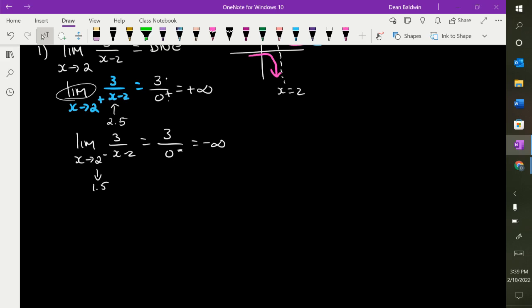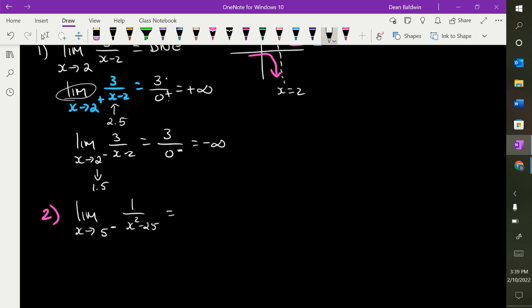So let's have a look at, I feel like we need to do something slightly different. Let's try, I'm only going to do 2 examples here. Number 2. Limit as x goes to 5 from the negative side of 1 over x squared minus 25.